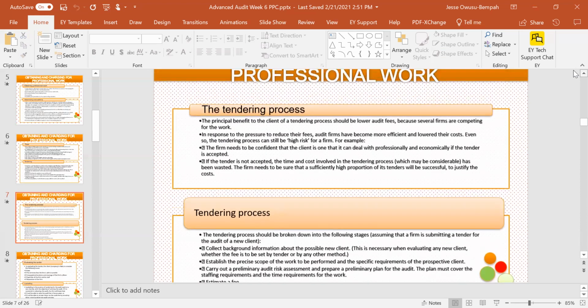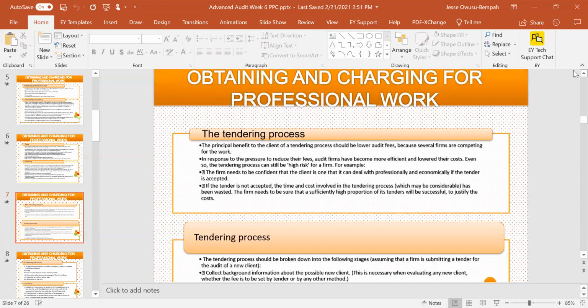Now let's talk more about the tendering process. What is the whole benefit of the tendering process? The principal benefit to the clients of a tendering process should be lower audit fees. Now, what does this mean, and how does this play out? In a tendering process, several audit firms are competing for the work, and so it should drive down the audit fees. In response to the pressure to reduce their fees, audit firms have become more efficient and lowered their costs. That's one of the benefits that the tendering process gives: lower audit fees.